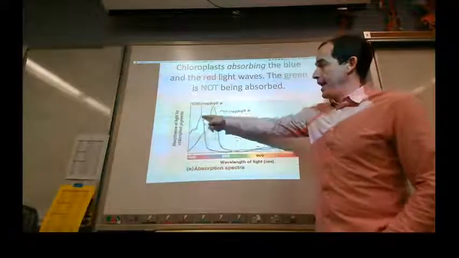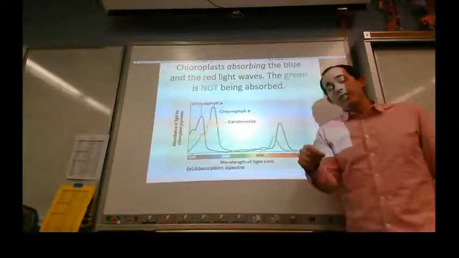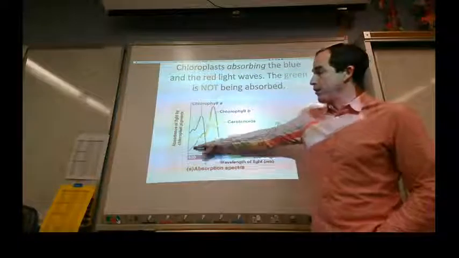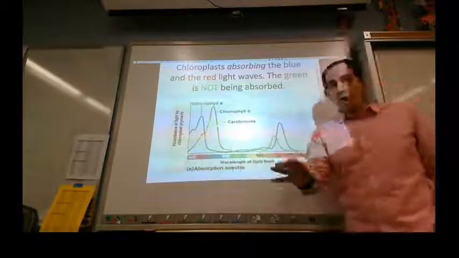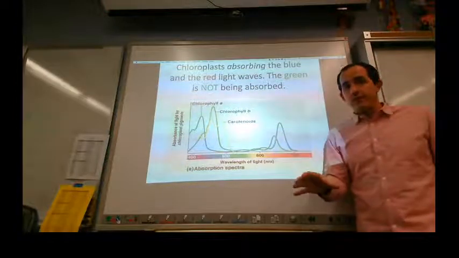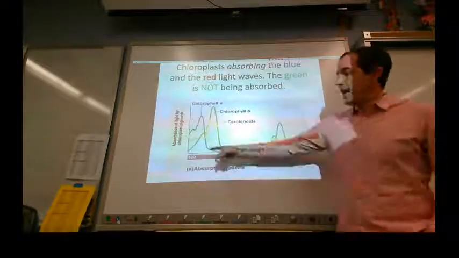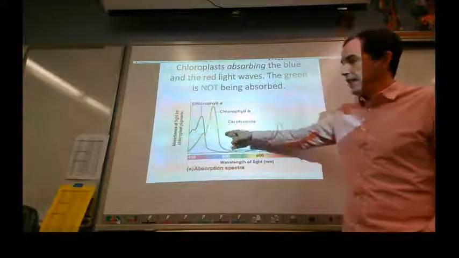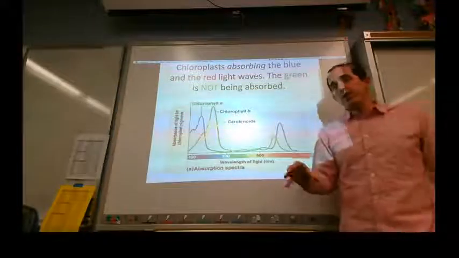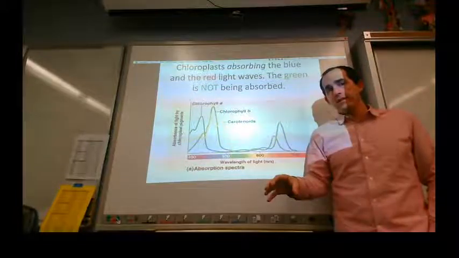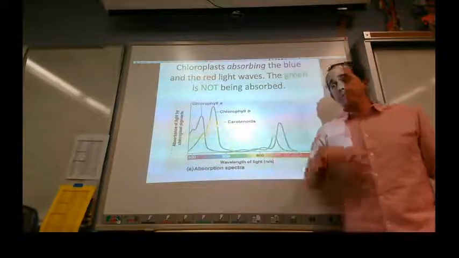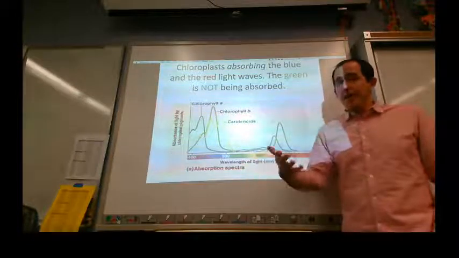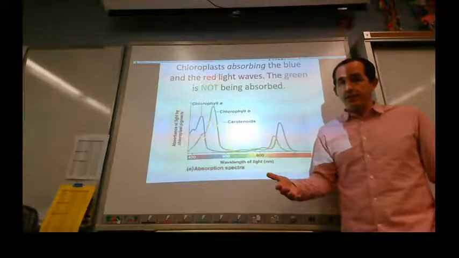We have chlorophyll A, which is one of the most common pigments found in photosynthetic plants. We have chlorophyll B, same thing, one of the most common pigments found in photosynthetic plants. And then on this graph, we also have carotenoids. Carotenoids are what we call accessory pigments. They're not the main ones, but they are light-absorbing pigments that plants have that they can use for photosynthesis.